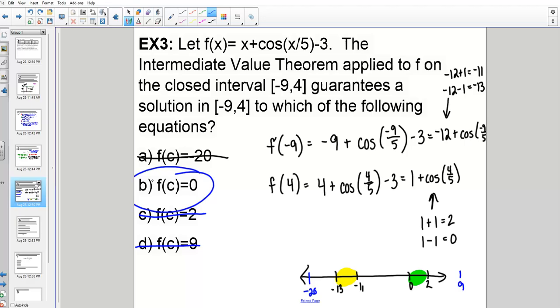If this is calculator active, it's much easier because you get exact numbers. It's the same process, though. You get like a lower number and a higher number, and you're looking for the one that's in between. Okay, questions there?